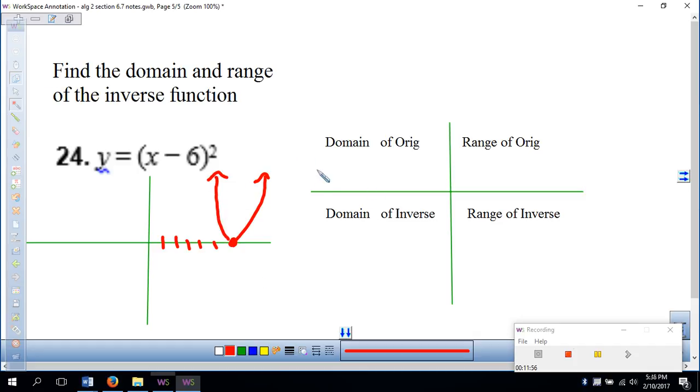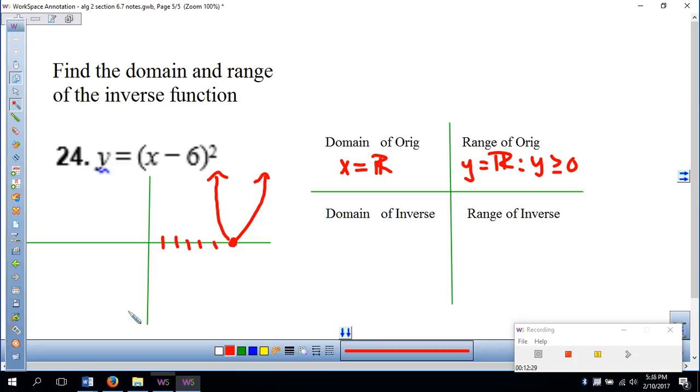So the domain of the original. Well, parabolas, there are no x values that will not work in the function x minus 6 squared. So the domain would be x equals all real numbers. And the range of the original, the first y value is at 0, and they go upwards from there. So the range would be y equals all real numbers, such that y is greater than or equal to 0.